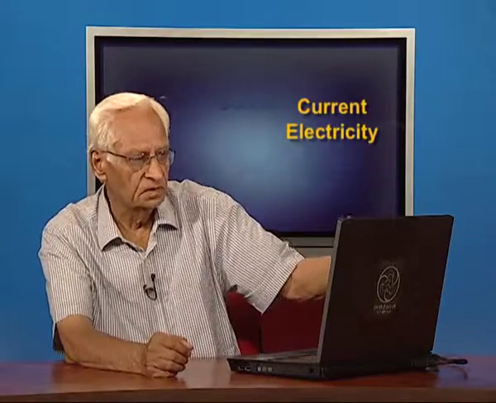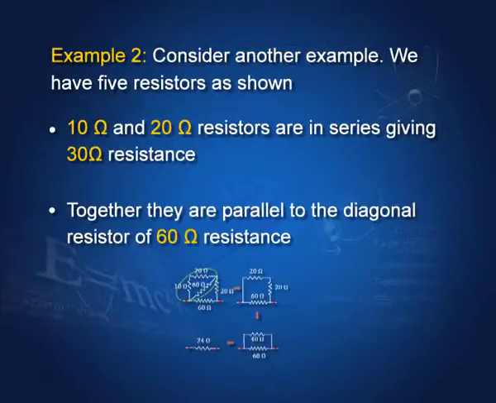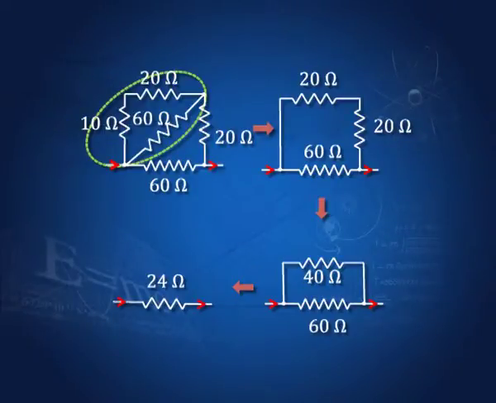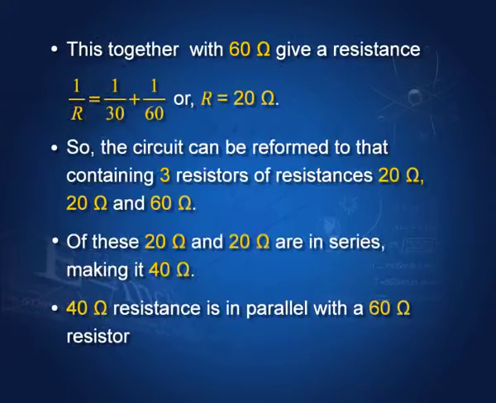Let us take another example. Consider a circuit which has these 5 resistances. You see, these two are in series, and they are in parallel with this. So, these two are in series, 10 plus 20 is 30, and they are in parallel with 60. Therefore, 1 by 30 plus 1 by 60 gives 20. So, this resistance is 20, this is also 20, they are in series. So, they make the resistance 40.